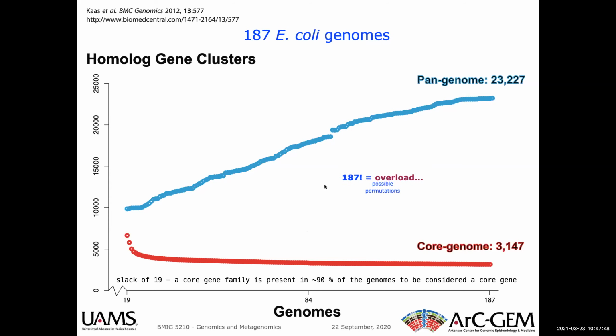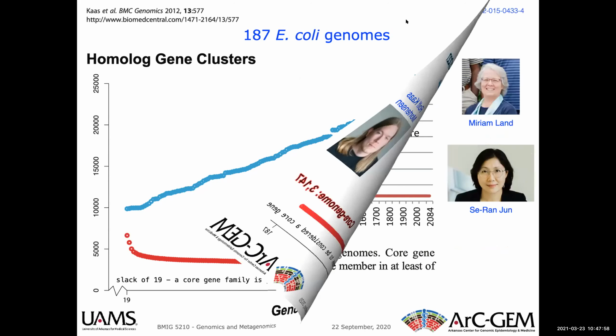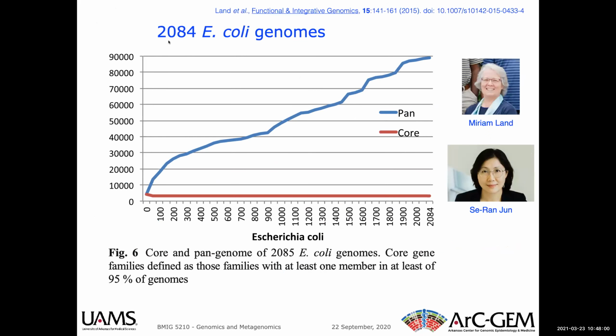187 factorial is way too big. So this is part of Rolf's PhD project, with 187 E. coli, in 2012. Now, in 2015, 3 years later, we're comparing 2,000 E. coli genomes. And this is with Miriam and Seyron. And now, again, the core is stable around 3,000 proteins, and the pan is already 90,000.